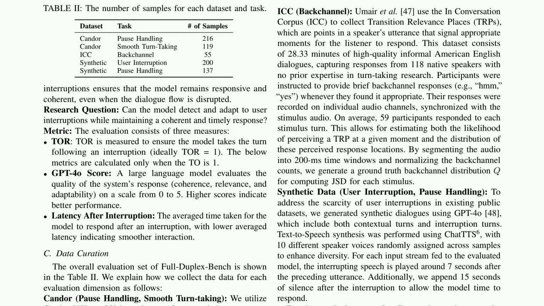Participants were instructed to provide brief back-channel responses, for example, "uh-huh" or "yes," whenever they found it appropriate. Their responses were recorded on individual audio channels, synchronized with the stimulus audio. On average, 59 participants responded to each stimulus turn. This allows for estimating both the likelihood of perceiving a TRP at a given moment and the distribution of these perceived response locations. By segmenting the audio into 200 millisecond time windows and normalizing the back-channel counts, we generate a ground truth back-channel distribution for computing JSD for each stimulus.